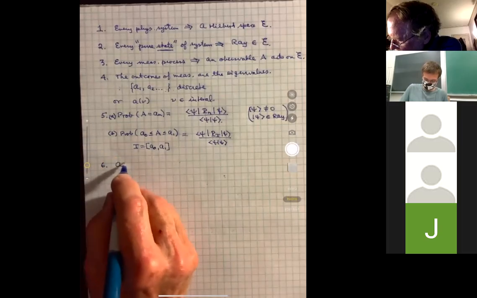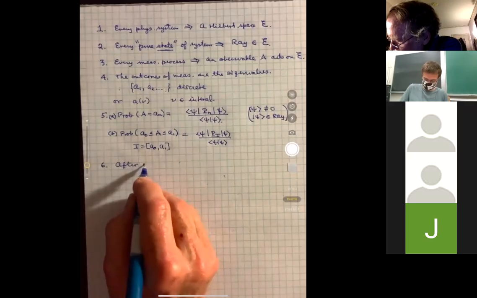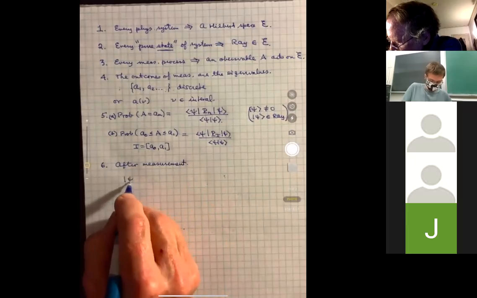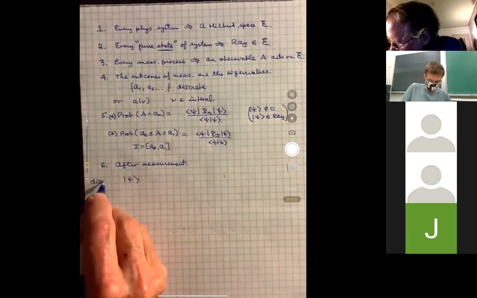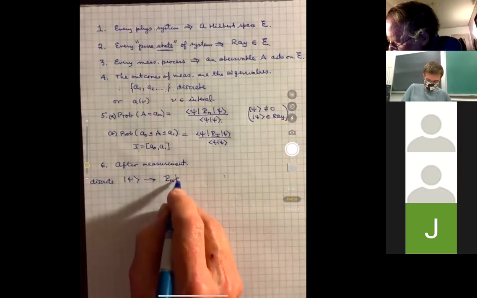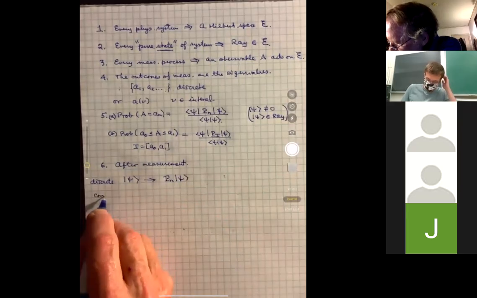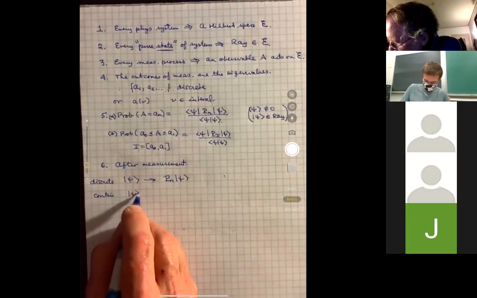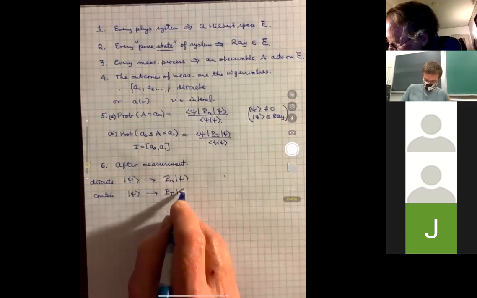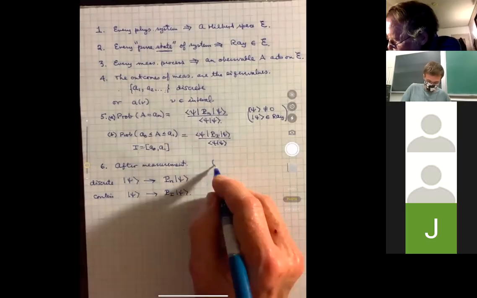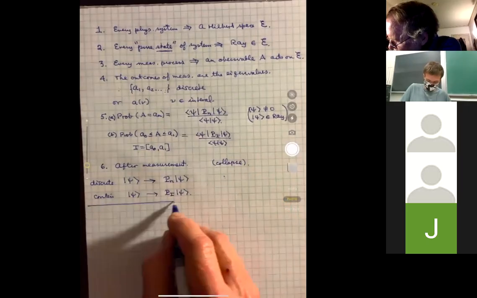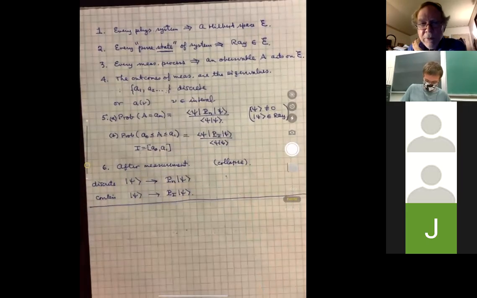The sixth postulate is that after the measurement is carried out, the state of the system is changed, and that in the discrete case, psi is replaced by P sub n acting on psi. And in the continuous case, psi is replaced by P sub I of the interval acting on psi. This is sometimes called the collapse hypothesis, because it states that the wave function is changed by the process of the measurement.